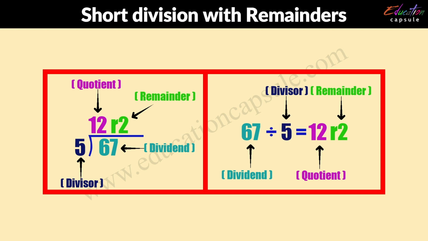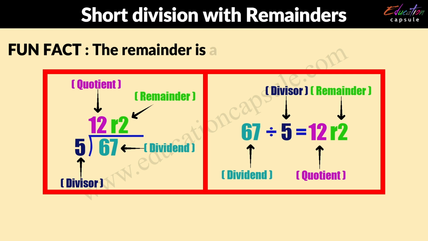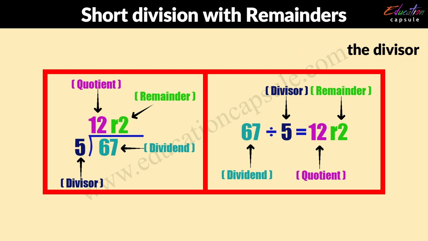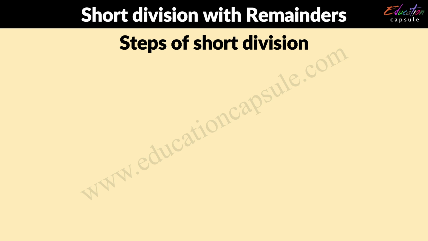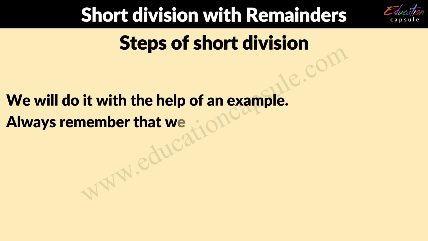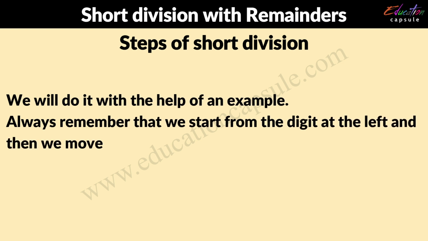Okay, let me tell you a fun fact. The remainder is always smaller than the divisor. Great. Now, let's learn the steps of short division. We'll do it with the help of an example, but always remember that we start from the digit at the left and then we move towards the right.